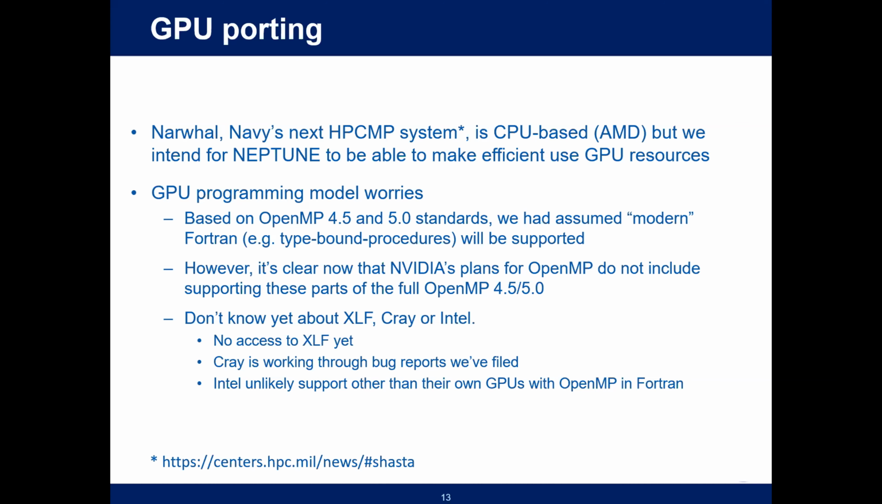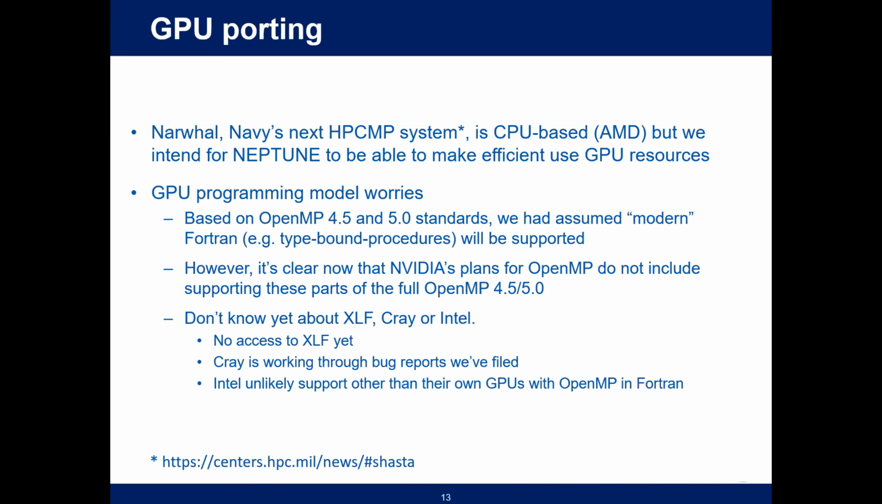I think we've architected the data structures and the loops correctly so that we can switch between vector and GPU threads. The problem is that the OpenMP 4.5 and 5 standards specify the type-bound procedures will be supported, but it's become clear that NVIDIA's plans, at least for OpenMP, don't include supporting those parts of the full OpenMP standards. The reason I was given is that they involve pointers to functions, and I guess that's problematic on a GPU.